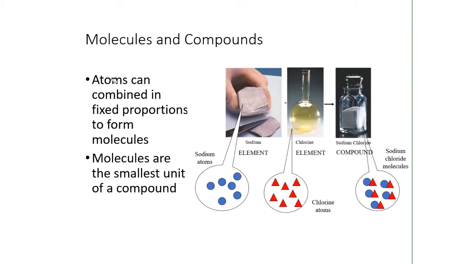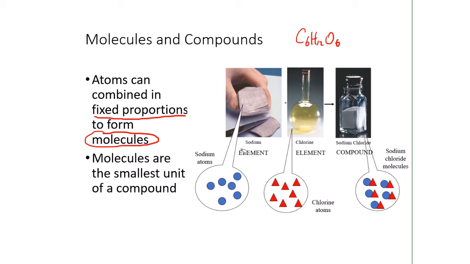So we talked about atoms and how they are the smallest unit of elements, and the atoms themselves can actually combine in fixed proportions, a fixed ratio, to form molecules. Okay, we sort of talked about this. Remember, I gave you an example of sugar, which is C6H12O6. That means to make a sugar molecule, you would need 6 carbon, 12 hydrogen, and 6 oxygen. And these ratios are going to be fixed.